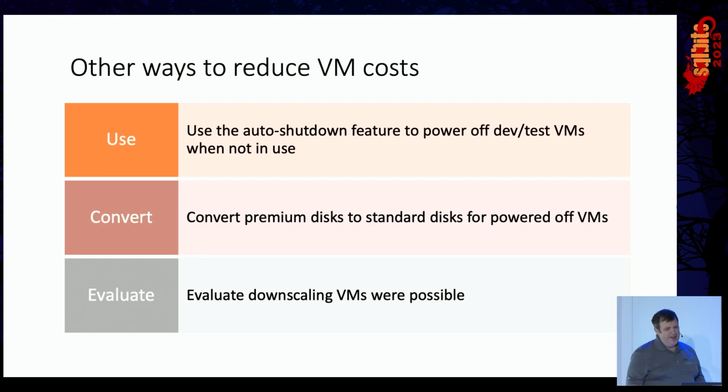Use auto shutdown to power off dev test VMs when not in use. You'll notice there's no auto startup feature, there's only an auto shutdown. I don't know why anyone made this decision, but if you look in Azure Automation, the most popular user-supplied runbooks are all start up your VMs on a schedule, which I kind of find amusing. When you power off a VM, you can convert premium disk to standard disk. This is something I do in my demo environment, and it is something I've done for a client once or twice, but it's not a huge amount of savings, but it is savings. And evaluate downscaling VMs where possible. The portal will make recommendations in Azure Advisor if they think your compute is over-allocated.